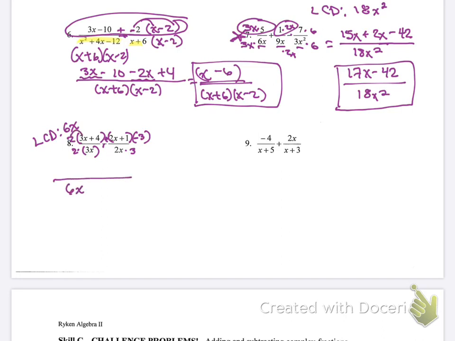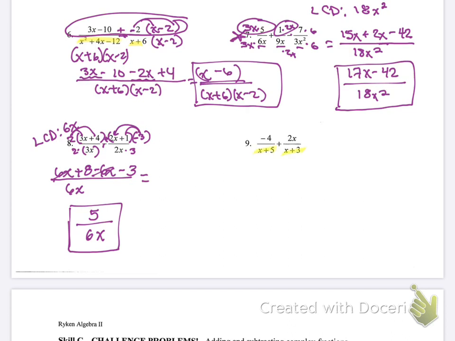On top, 2 times 3x becomes 6x. 2 times 4 becomes 8. And then I have this, remember there was that minus, so I just put it with a 3. So the minus 3 times 2x is negative 6x. And then the negative 3 times 1 is negative 3. So actually, 6x and 6x cancel. So I just have 8 minus 3, which is 5, and then the 6x on bottom. So I'm done. Okay. Last one here.